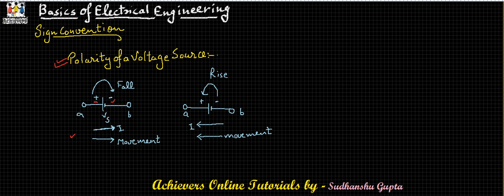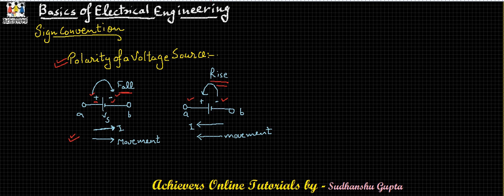Suppose we are considering this voltage source. In this, if we are moving from A to B, meaning we are moving from higher potential to lower potential, there is a voltage drop, there is a fall. Whereas if we are moving from B to A, there is a rise. A voltage rise indicates a positive voltage.